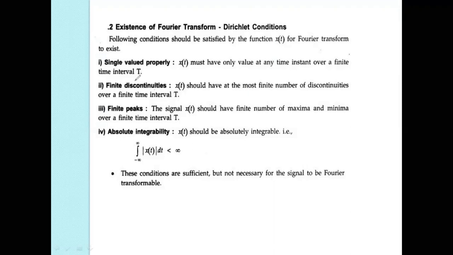interval t. And finite discontinuities. Here also, x of t should have at most a finite number of discontinuities in the interval of t. Finite peaks: here also x of t should have a finite number of maxima and minima over the time interval of t. And it is also absolutely integrable, the integral is less than infinity.